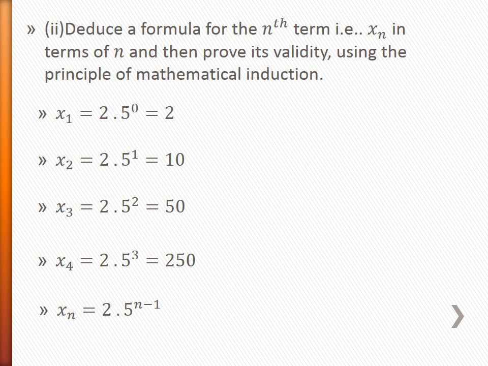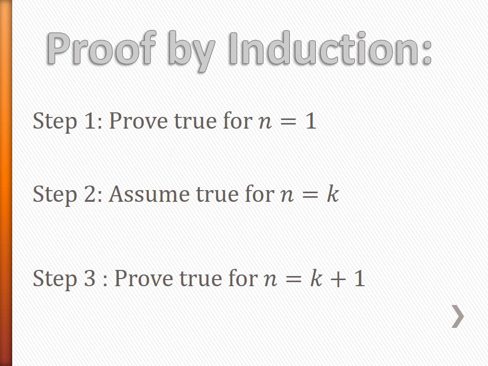For x2 we again let the original formula equal 10. Therefore 5 must be to the power of 1, as 2 multiplied by 5 to the power of 1 equals 10. We repeat this process for x3 and x4, and we can deduce the formula that xn equals 2 multiplied by 5 to the power of n minus 1. Now we must prove this formula to be true using the principle of mathematical induction.